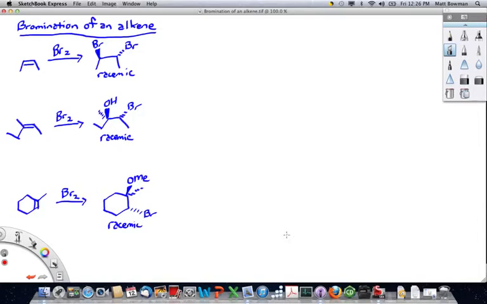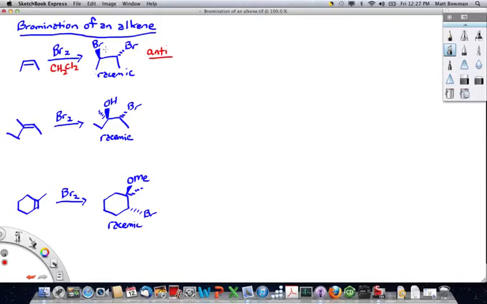Bromination of an alkene is actually a very fundamental reaction in organic chemistry. This is a type of reaction that's very dependent on the solvent that you use. For example, in this first case, if you use a non-nucleophilic solvent, such as dichloromethane or so, you end up with the bromine adding two bromines across the carbon-carbon double bond, and they add in an anti-fashion.